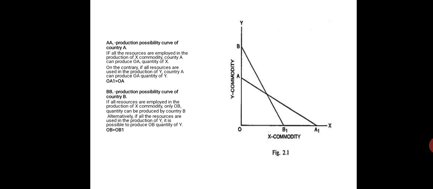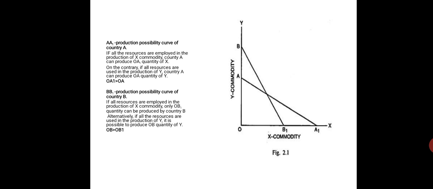Now let's move over to country B with the production possibility curve BB1. If all the resources are utilized in production of X by country B, then country B can produce OB1 level of X. You can see it in the graph. Suppose country B is utilizing its resources in the production of Y. You can see that OB level of Y commodity can be produced by country B. Which is bigger, OB1 or OB? OB. So this shows that country B is good at producing Y rather than X. So country B can specialize in production of Y commodity.